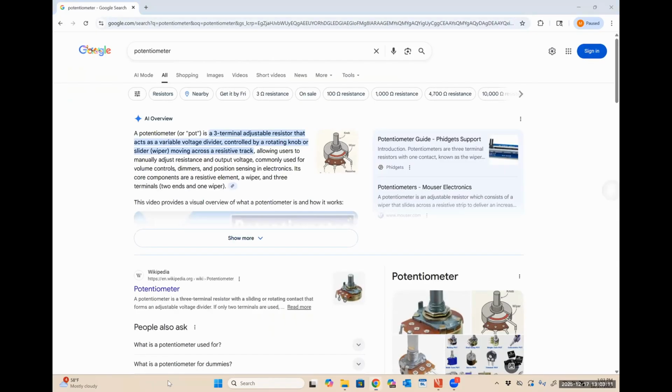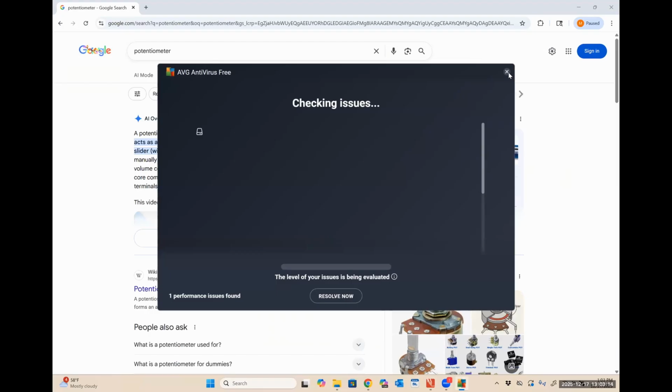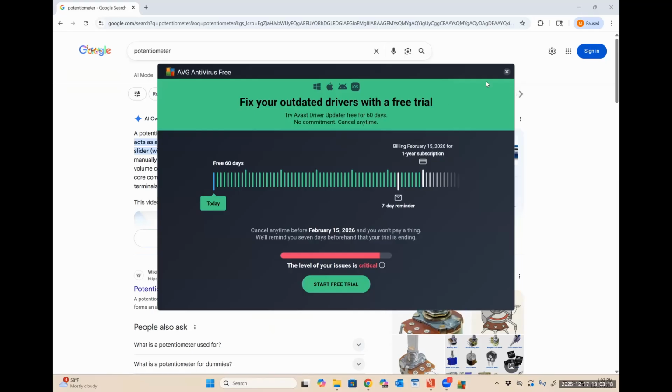So get rid of this dumb thing. Get rid of that too. Nope, I don't want to run a virus scan right now. I want to teach my class. Jesus.